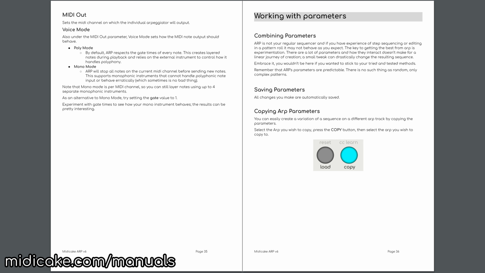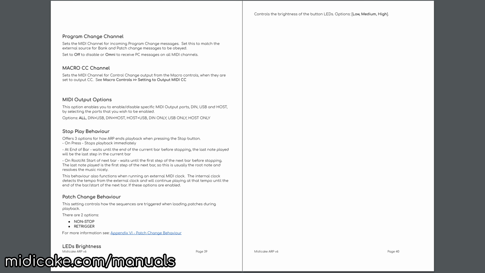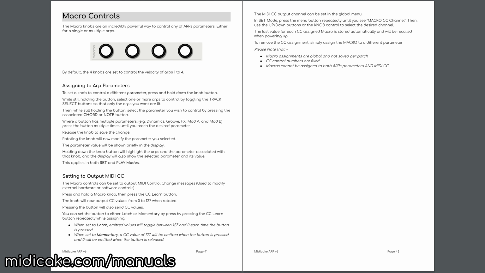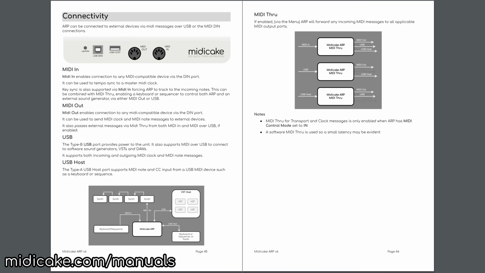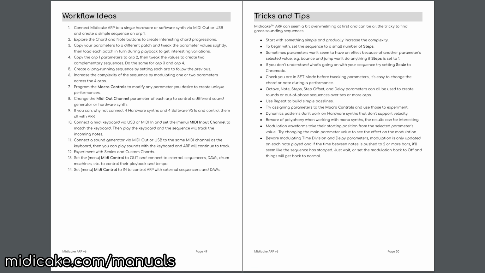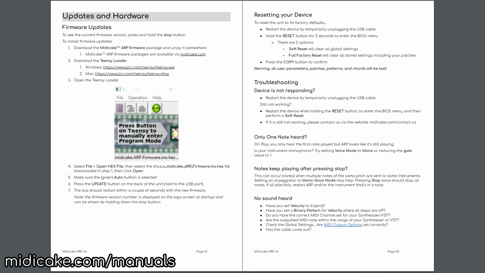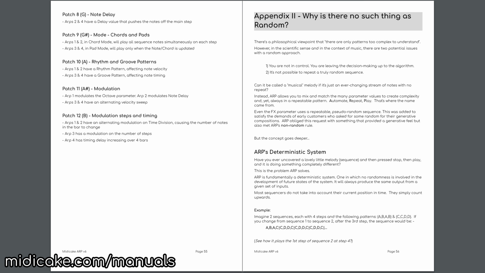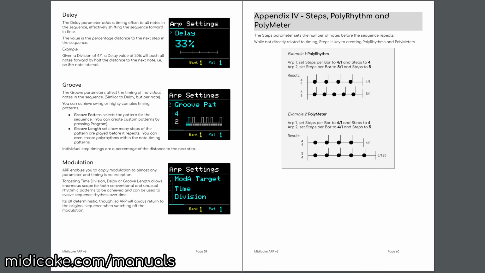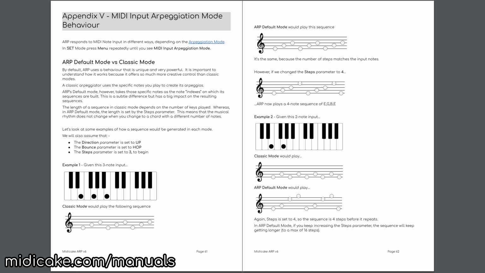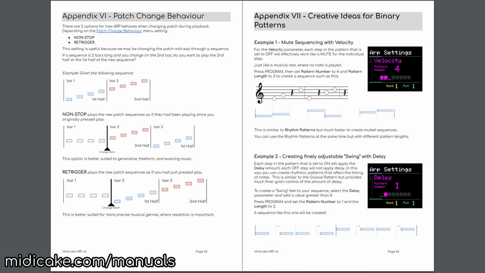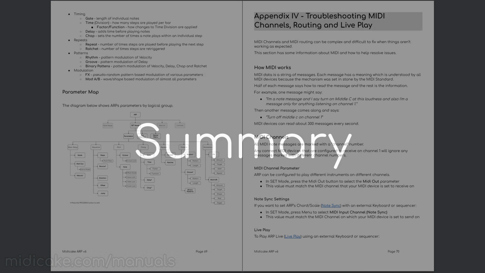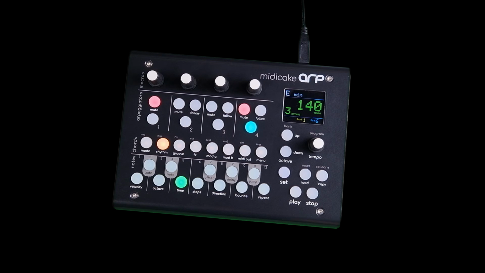As a bonus, we've also included several new sections in the appendix, which provide more detailed coverage of certain principles and topics, from why there's no such thing as random to creative ideas for binary patterns. The new manual should be a more useful aid in navigating the world of Midicake ARP, and a good bedtime read too, perhaps. We're so happy with these new features, particularly the binary patterns, because they add a whole new dimension to ARP.